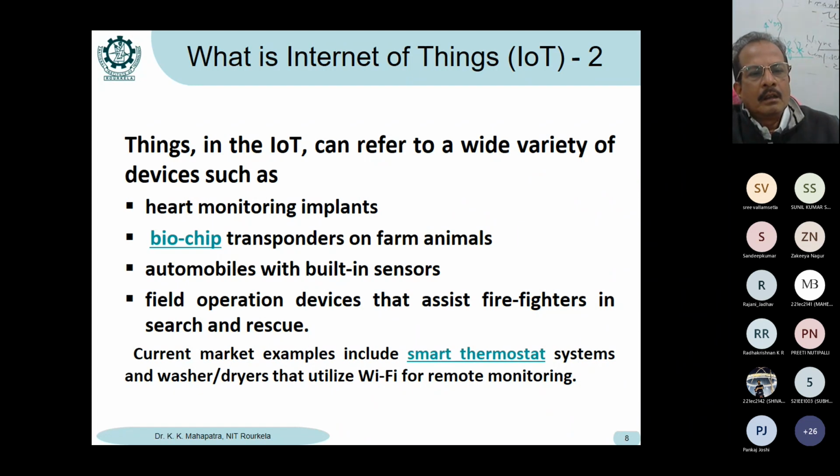So therefore, whatever implant that we are putting inside the human body, if it can send a message out, then we know whether this particular device is working properly or it is not working properly. Does it require a replacement? What is the battery life? And so on and so forth.